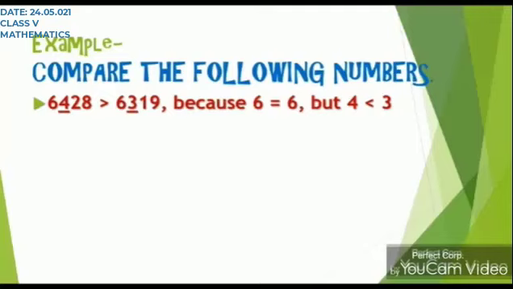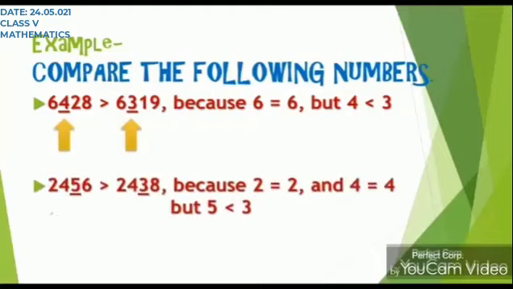Moving toward the right, the next digit in the first number is 4, while in the second number it is 3. So when we compare 4 and 3, we can see 4 is the greater one. So we will write 6,428 as the greater number.